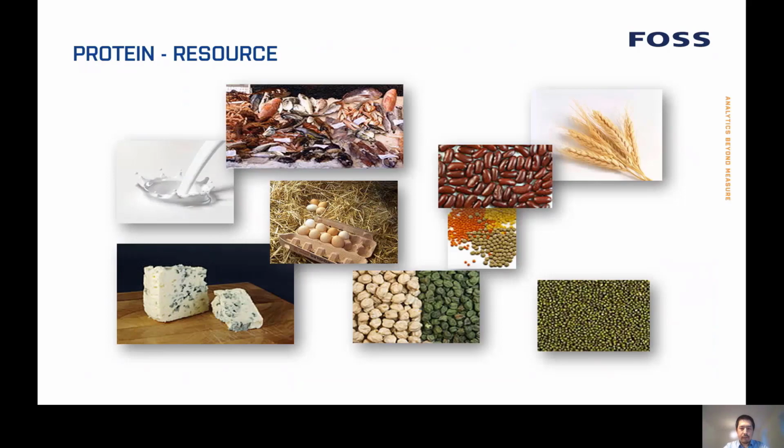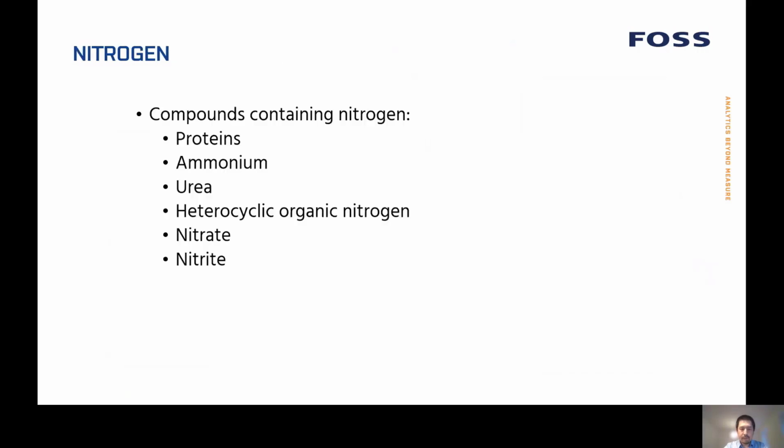As you know, the Kjeltec you use is from FOSS. It's used to determine protein. And here is a resource which contains protein, and you can analyze dairy, feed, forage, and even some seafood. The method used is called Kjeldahl. Actually, the method is used to determine the nitrogen, and from nitrogen, you can measure the protein.